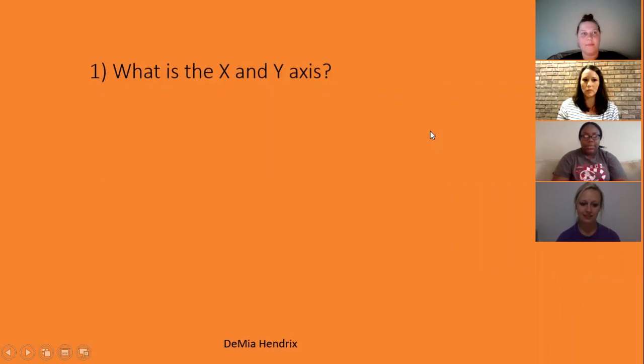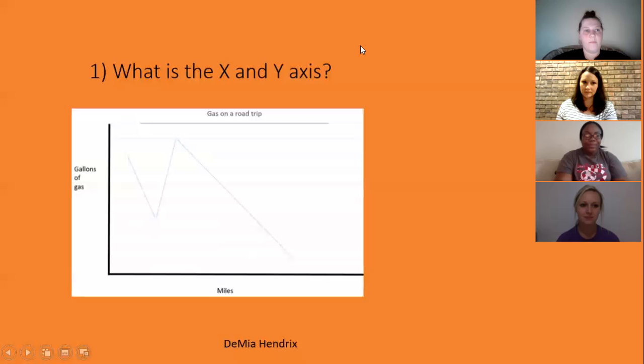Okay, Demia, what is the Y and X axis? Okay, I'm so glad you asked that. So when you have a grid here, for an example, at the very top, you have your title, which is gas on a road trip. You have your miles on bottom and your gallons of gas to the left. If you look at this bottom here, this horizontal line with your miles, that is what you refer to as the x-axis. Gallons of gas, which is up here, up and down, vertically is your y-axis.